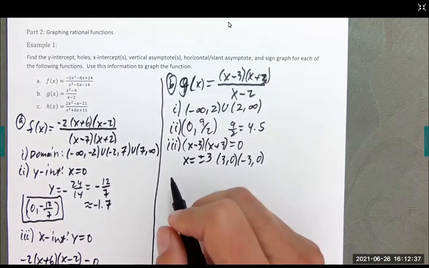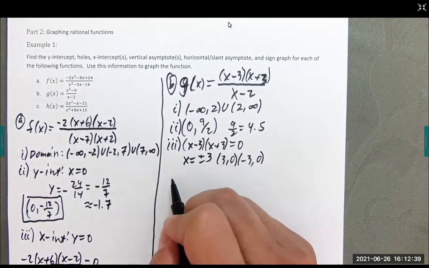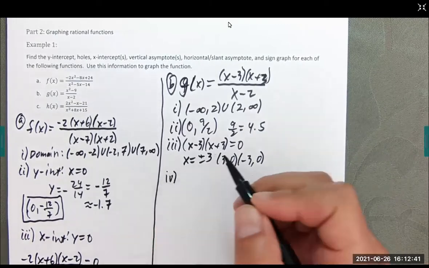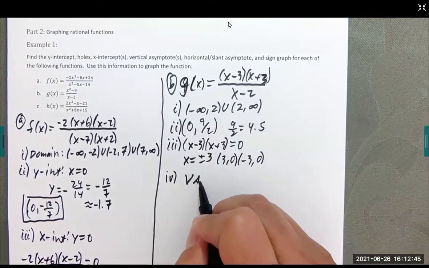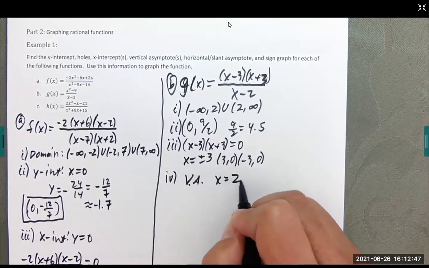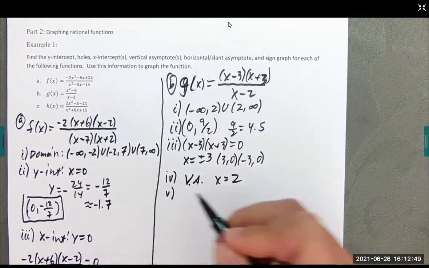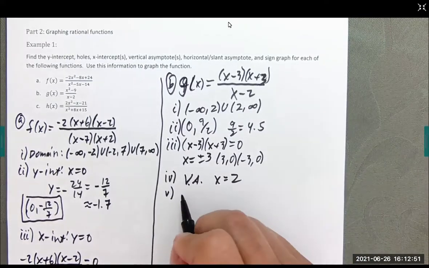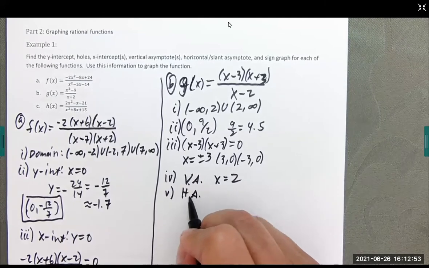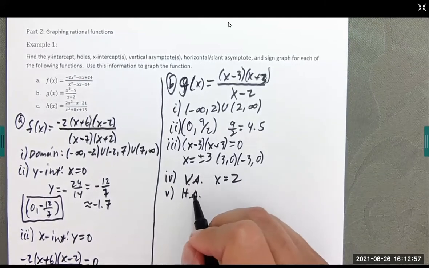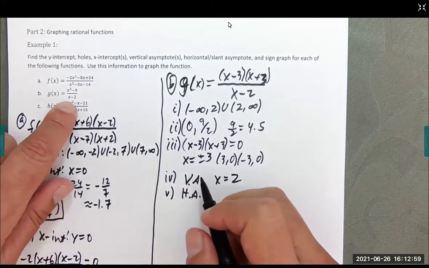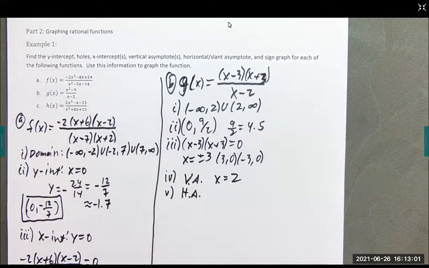Part 4 is going to be the vertical asymptotes. Vertical asymptote specifically at x equals 2. And horizontal asymptote is going to be at, now there is no horizontal asymptote, however, there is a slant. So what I'm going to do is take my previous page and do some long division there.